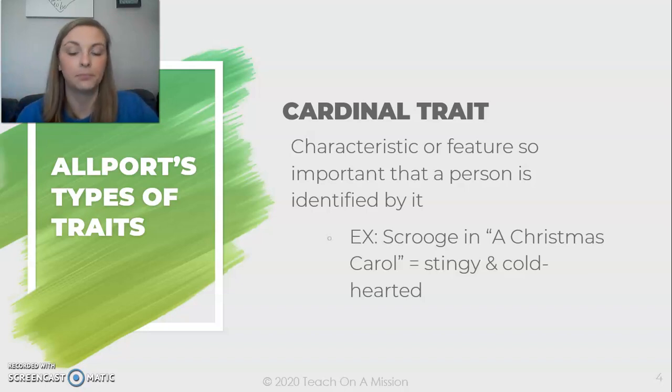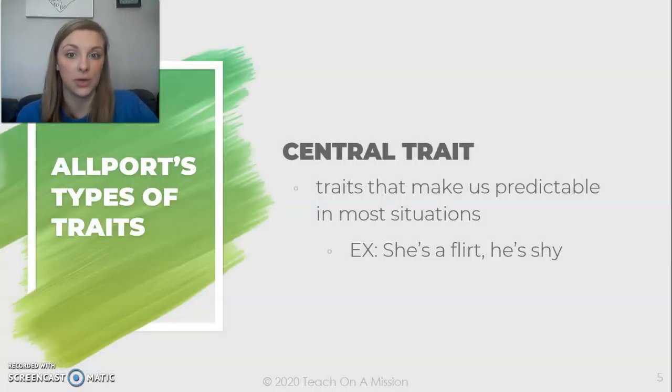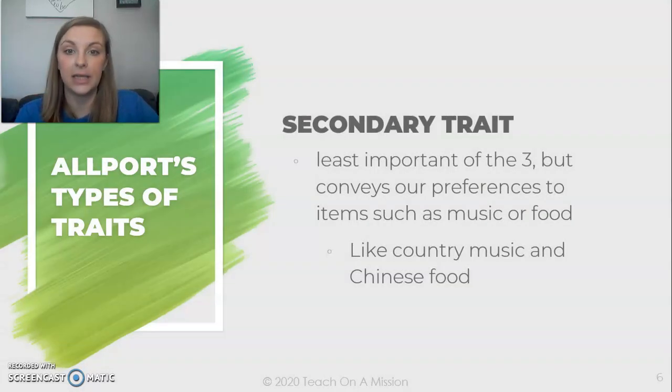Okay. The next one is a central trait. Central traits are making us predictable in a certain situation or in most situations. So she's a flirt, he's shy. Those are central traits. And then finally, secondary traits are the least important of the three, but give our preference towards certain things. So music or food. So I like country music or I like Chinese food.